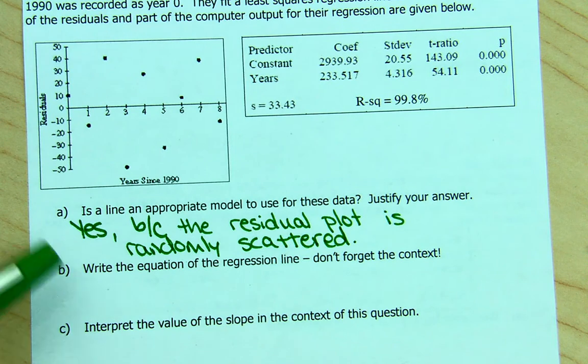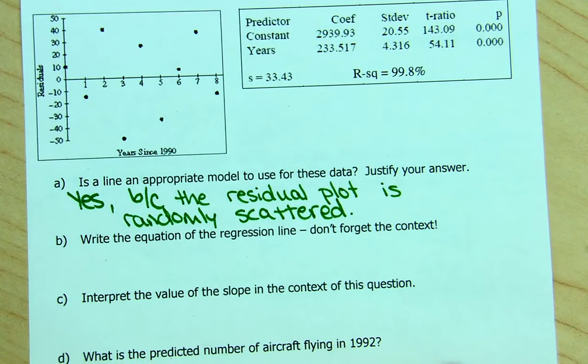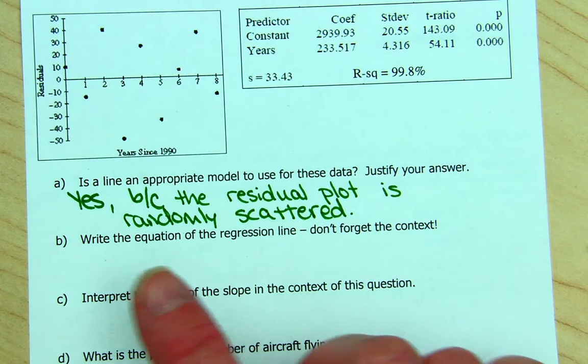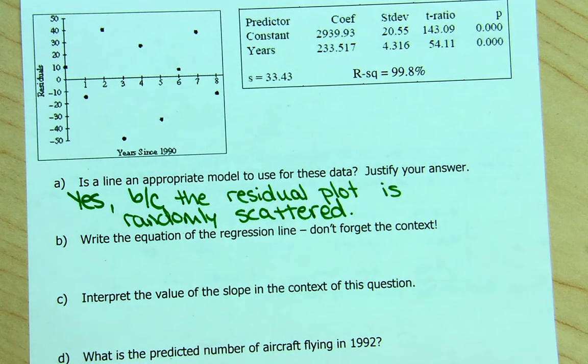So anytime they're asking you if a line is appropriate, that's what they're wanting you to do, is check the residual plot and comment on whether there's a pattern or it's randomly scattered. Okay. Part B, we're wanting to write an equation of the regression line. So here's where we get the information from the computer output.